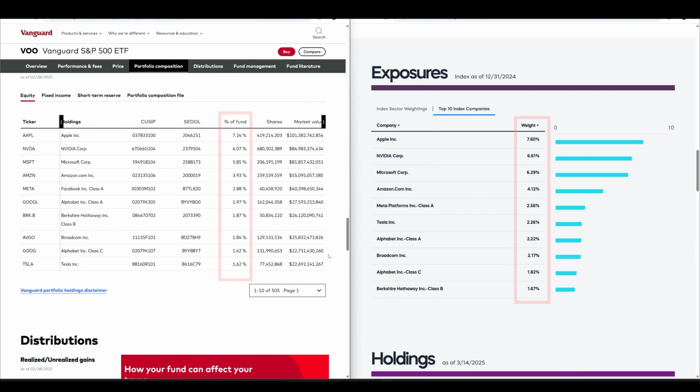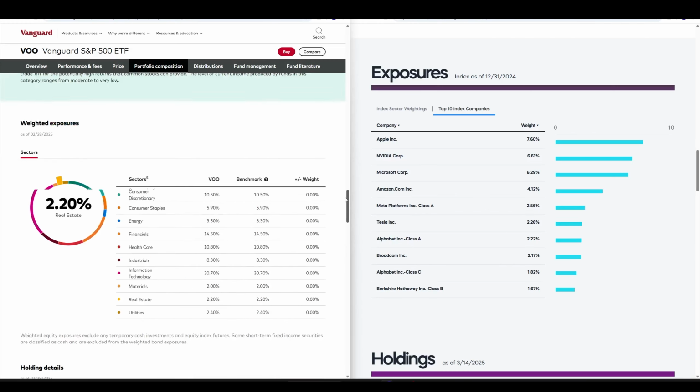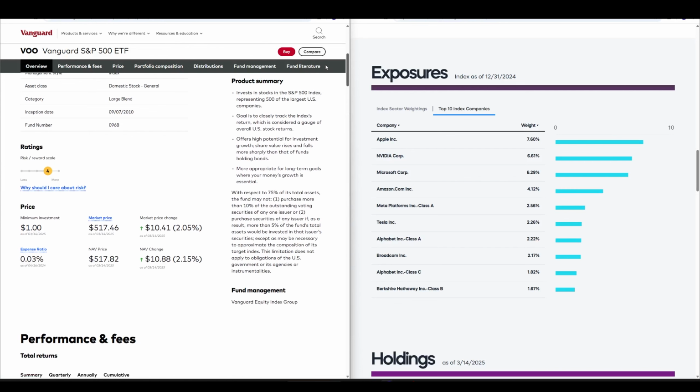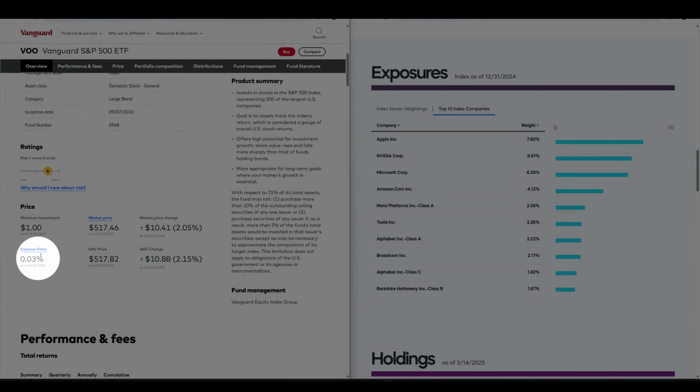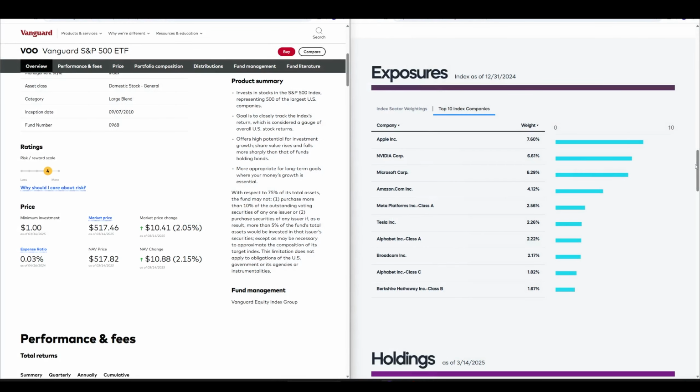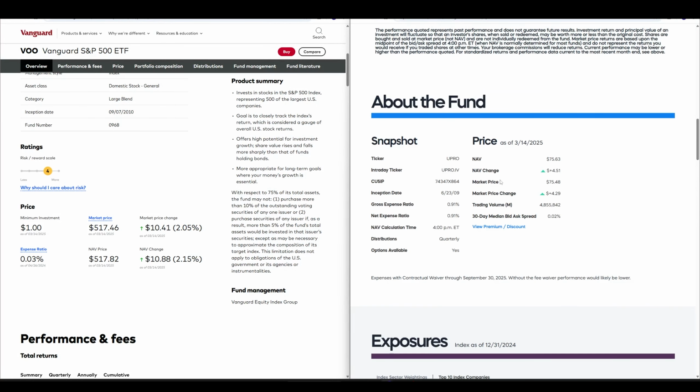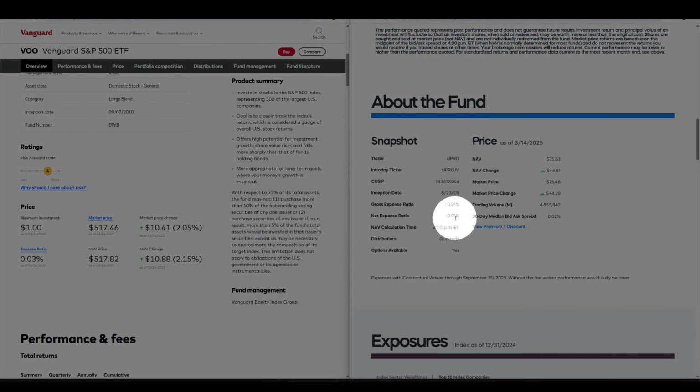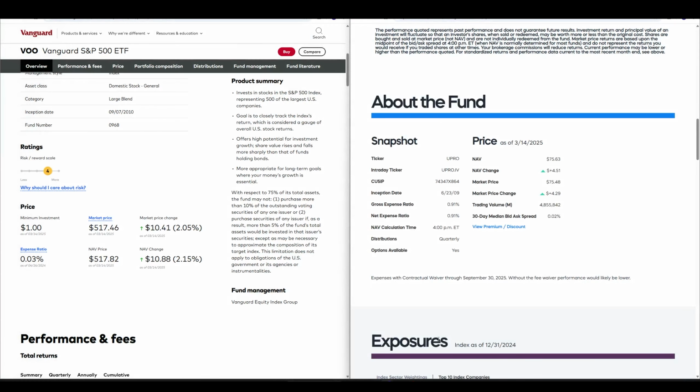Another thing to watch out for is the expense ratio. Fund providers charge you fees to cover the operation costs. These are usually deducted from dividends and capital gains distributions. If you look at the Vanguard, which has an expense ratio of 0.03%, compare that to ProShares, which is at 0.91%, that is a huge difference, and over time, that's a lot of money.